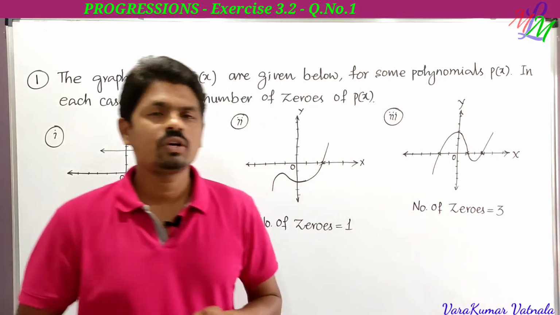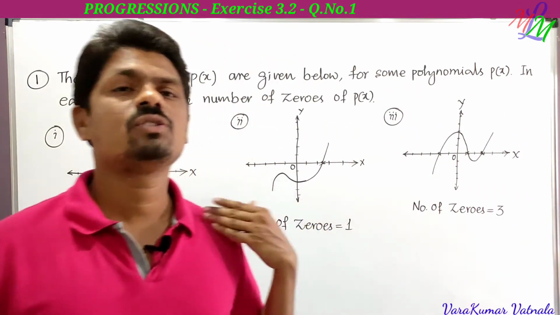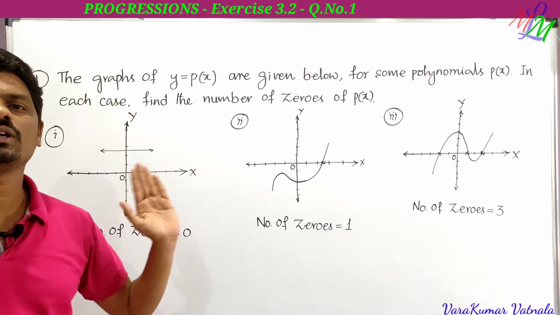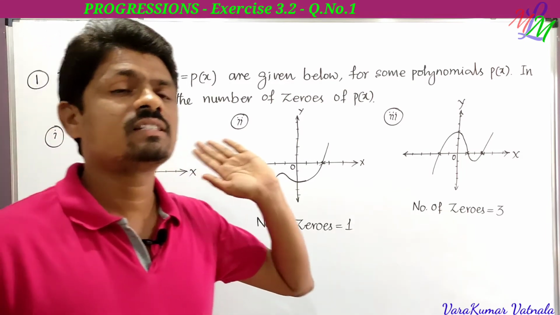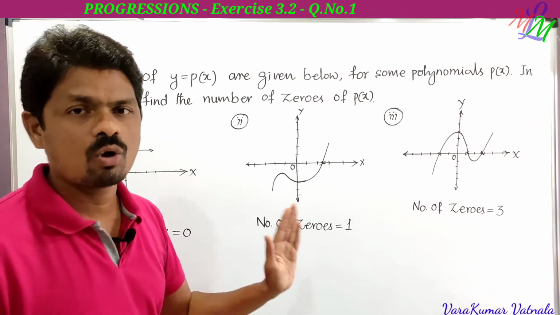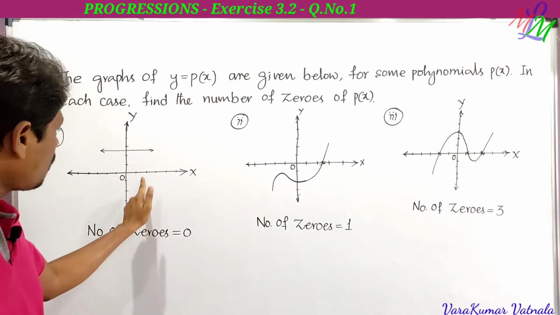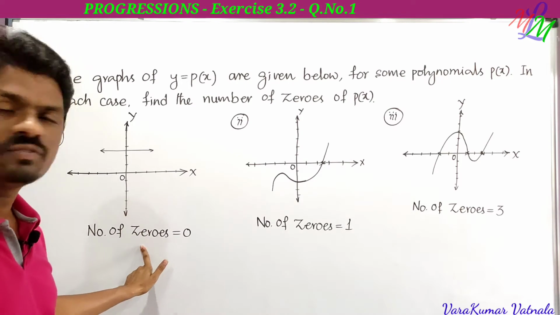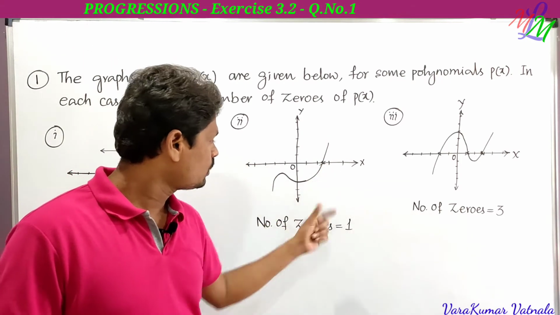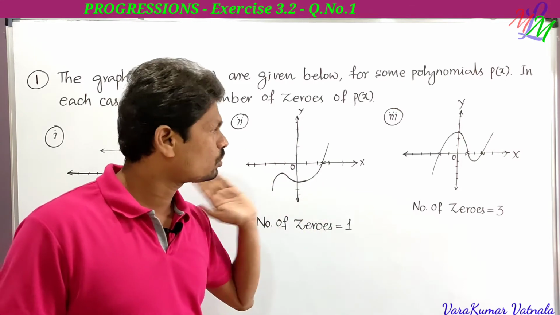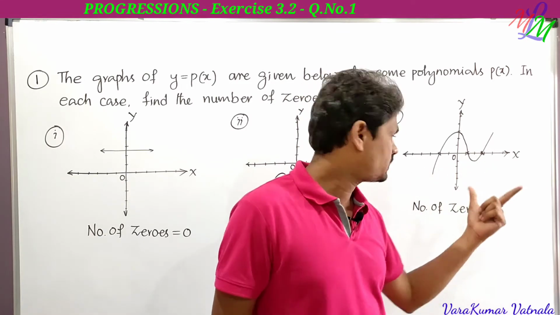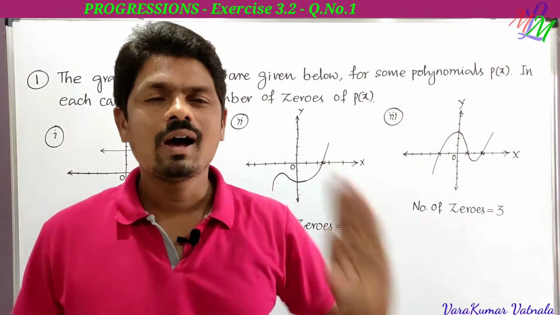So this is very important for objective type students. Every time he is asking at least one from this area. So just simply you have to observe whether the curve is intersecting the x-axis or not. If it intersects it, just count how many points it is intersecting. Here the curve is not intersecting the x-axis, hence the number of zeros is 0. Here the curve is intersecting the x-axis at only one point, therefore the number of zeros is 1. Here the curve is intersecting the x-axis at 3 distinct points, therefore the number of zeros is 3.